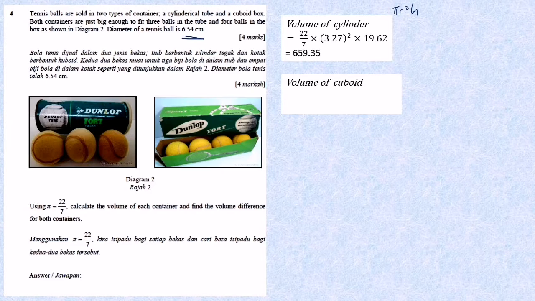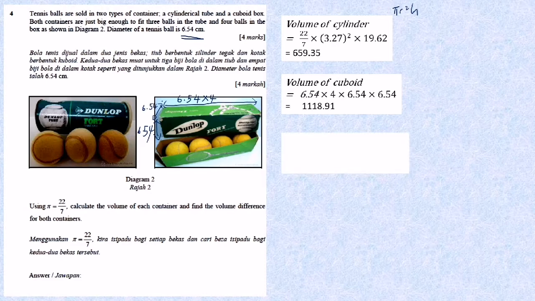Volume of cuboid. The width of the box is 6.54 and the length of the box is 6.54 times 4, and the height of the box is 6.54 also. So volume of cuboid equals 6.54 times 4 times 6.54 times 6.54 equals 1118.91.